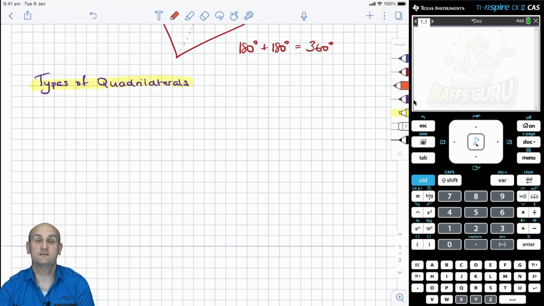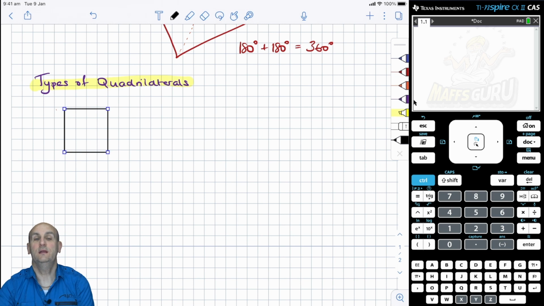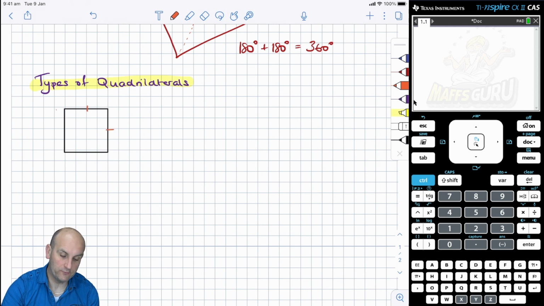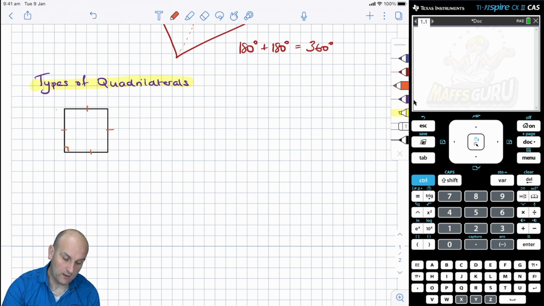All right, so now let's look at some types of quadrilateral. We've already come up with probably the most obvious one, which would be a square. There we go, there is my square. What do we know about the special points on a square? Well, first things first, all of those sides there are the same length, or have to be for it to be a square. We know that the angles in the corner are right angles.